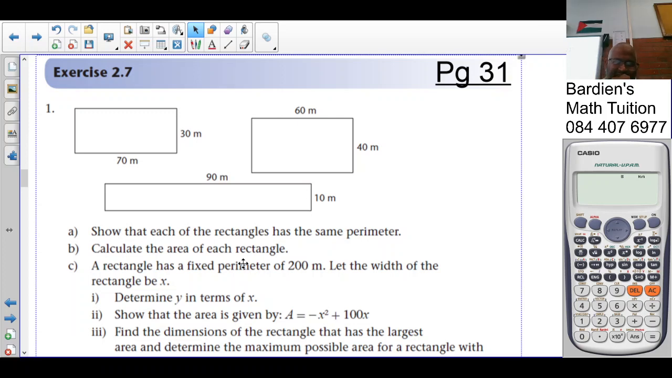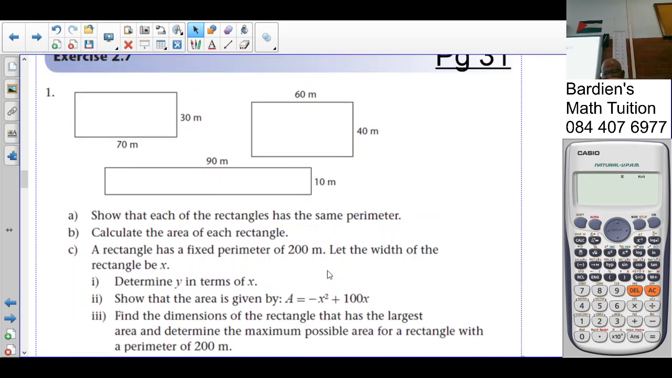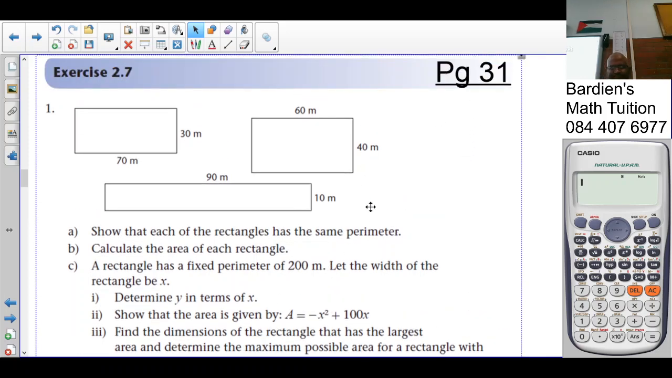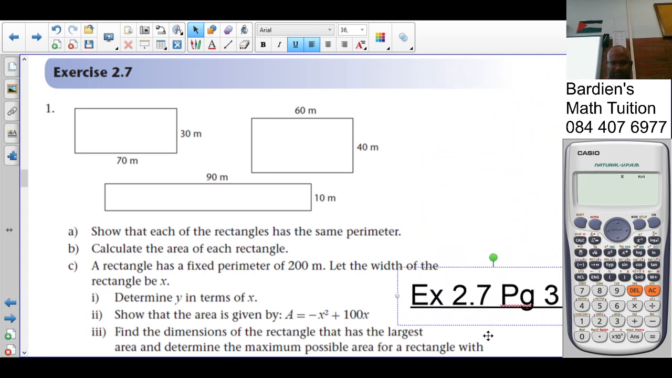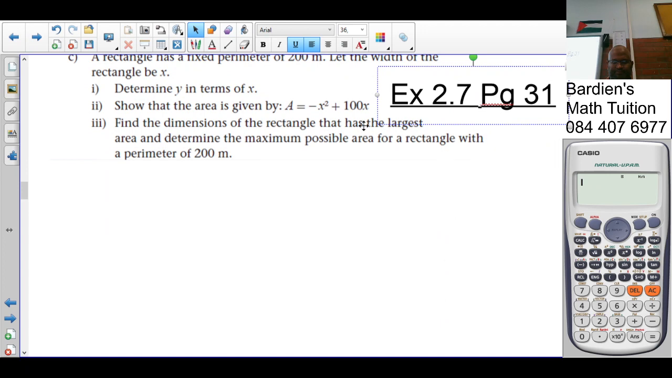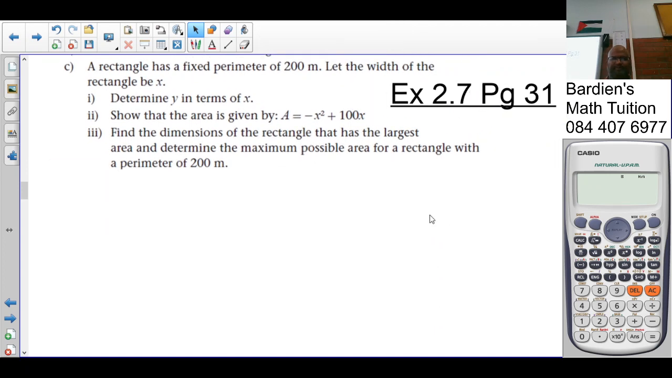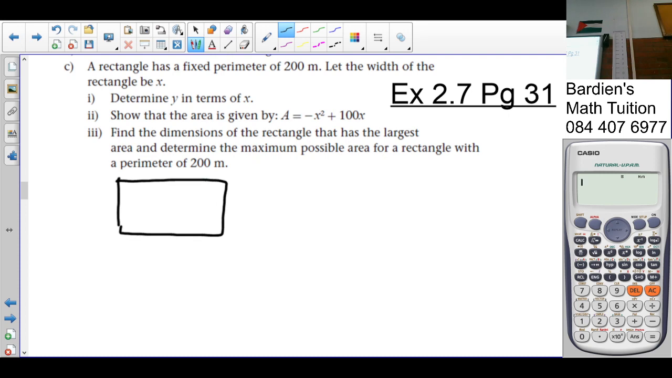Number 1 says a rectangle has a fixed perimeter of 200 meters. Let the width of the rectangle be x. Determine y in terms of x. So a rectangle, they want the width to be x. They want you to write the length in terms of x.